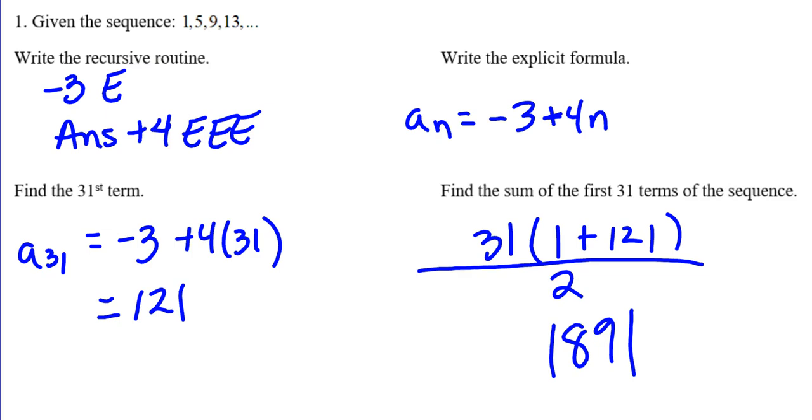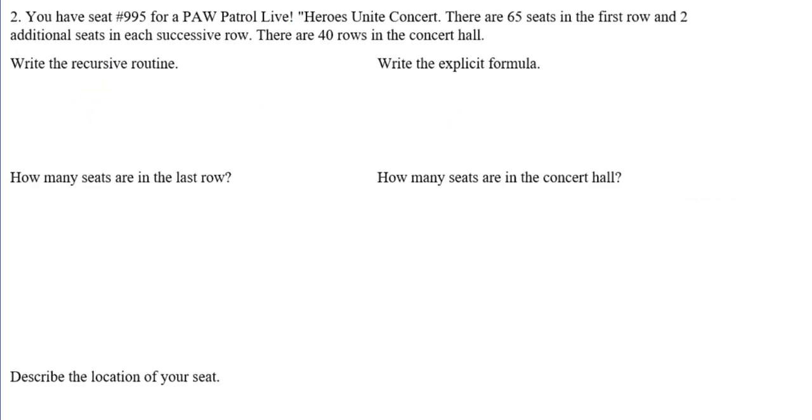Let's take a look at another scenario. You have seat 995 for a Paw Patrol Live Heroes Unite concert. There are 65 seats in the first row and 2 additional seats in each successive row. There are 40 rows in the concert hall. Based on that, we're going to see if we can write the recursive routine, write the explicit formula, calculate how many seats would be in the last row, and the total number of seats in the concert hall. So let's have you pause the video and then we'll check your progress.